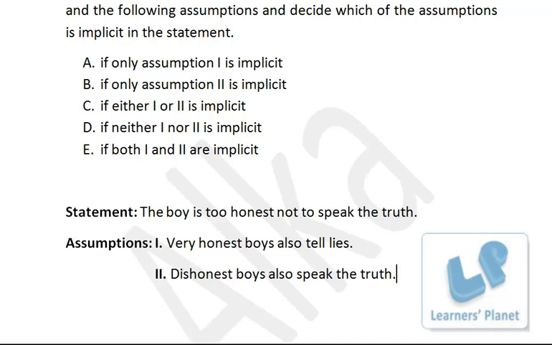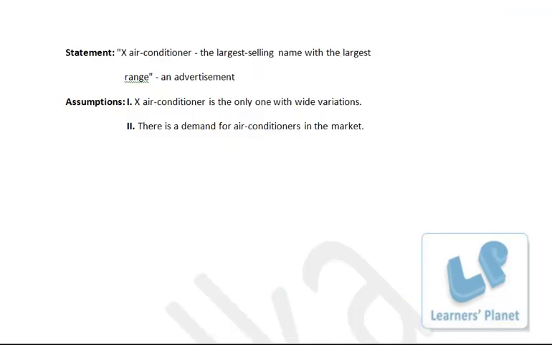Now we take the next one. Now here we have a statement: X air conditioner, the largest selling name with the largest range, in an advertisement. Okay, so first of all, what is the statement all about? It is talking about a particular AC brand, air conditioner brand, that it is the largest selling name and it has a very wide range, or it has the largest range, and it is mentioned in this statement.